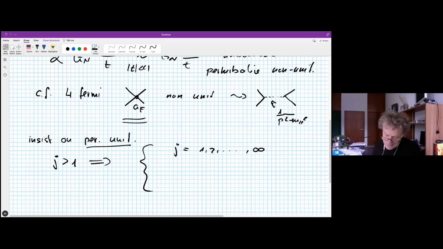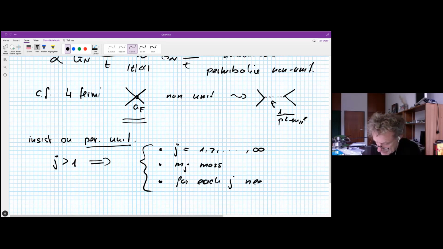But not only that, you will also find that these higher spin particles will actually have to have a mass, denoted by m_J. And the masses of all these different higher spin particles cannot all be equal. The mass also has to increase with the spin. And then even that turns out not to be enough. On top of it, you will also need, for each J, an infinite degeneracy in the spectrum. So you need infinitely many particles with a given spin.